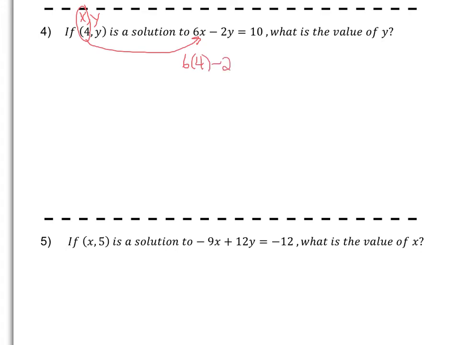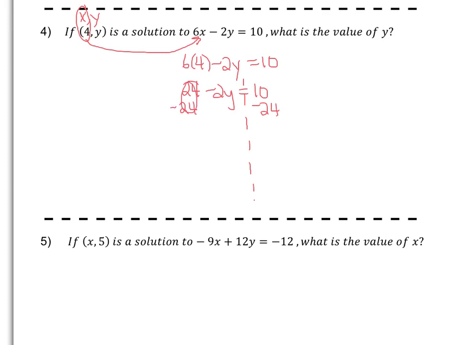Now we don't know what y is. They just tell us that it's y. That's what we're trying to find. So we're going to leave that as our unknown, and it equals 10. And now we're just going to solve for y. Well, 6 times 4 is 24. So we have 24 minus 2y equals 10. If we draw our dotted line down our equal sign, 24 is positive, so to move it, we need to subtract 24.